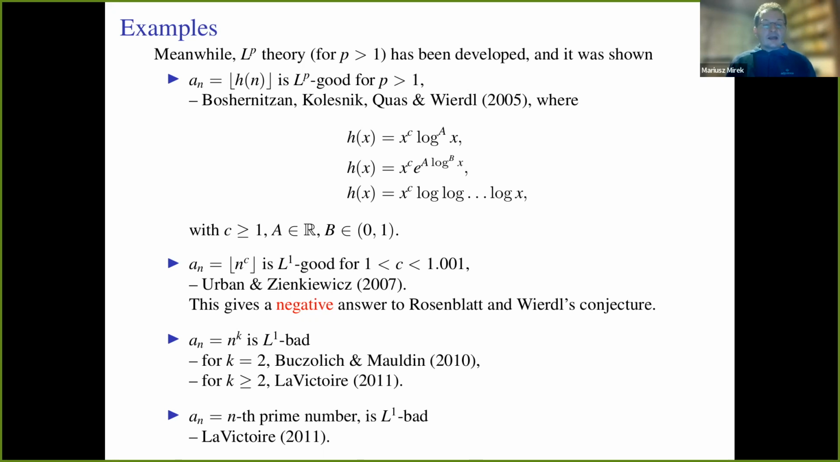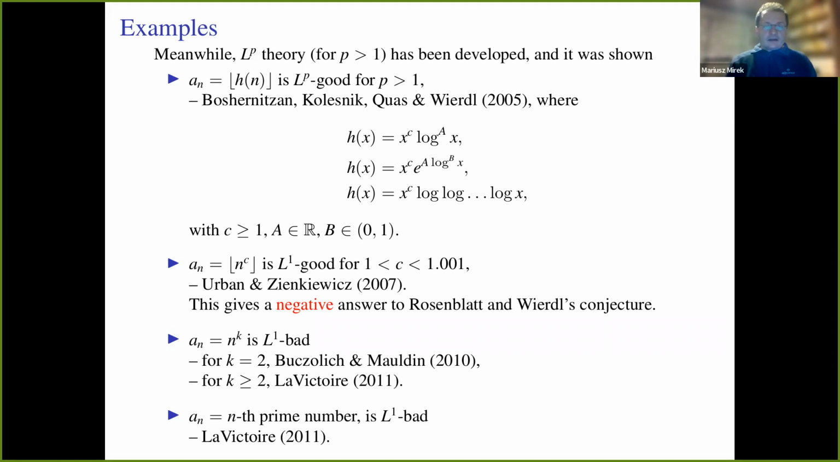But essentially at the same time, Buczolich and Mauldin, and not long afterwards LaVictoire, showed that if we consider kth powers, then this sequence is L1 bad, which means that we don't have pointwise convergence for sequences of this form. Also, if we consider a_n, which is the nth prime number, then LaVictoire also showed that this sequence is L1 bad.